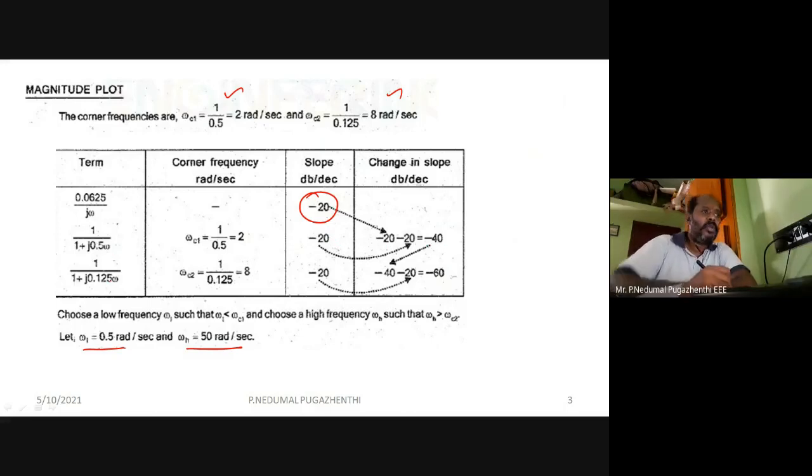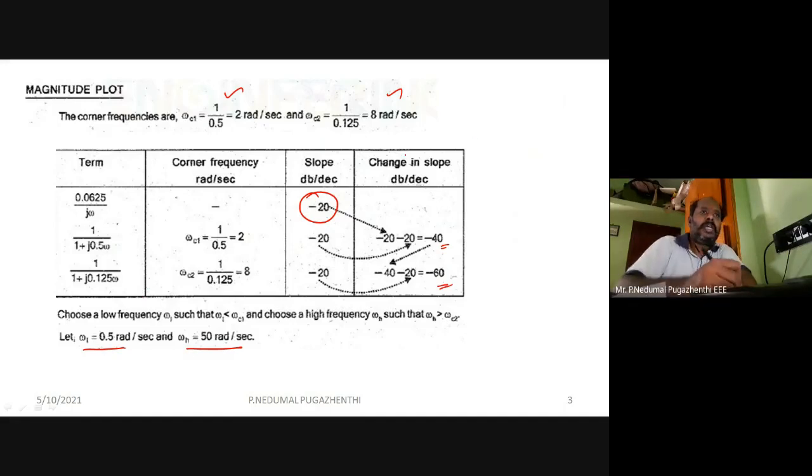So we will go to the next term, 1 by 1 plus j 0.125 omega. And you can see that this omega C2 is 8 because 1 by 0.125 is going to be 8 radians per second. Again, omega is in the denominator and the power of omega is 1. So again, you will get minus 20 there. If you add that to minus 40, then you will get minus 60, which is the change in slope. Now you got your slopes and change in slopes.